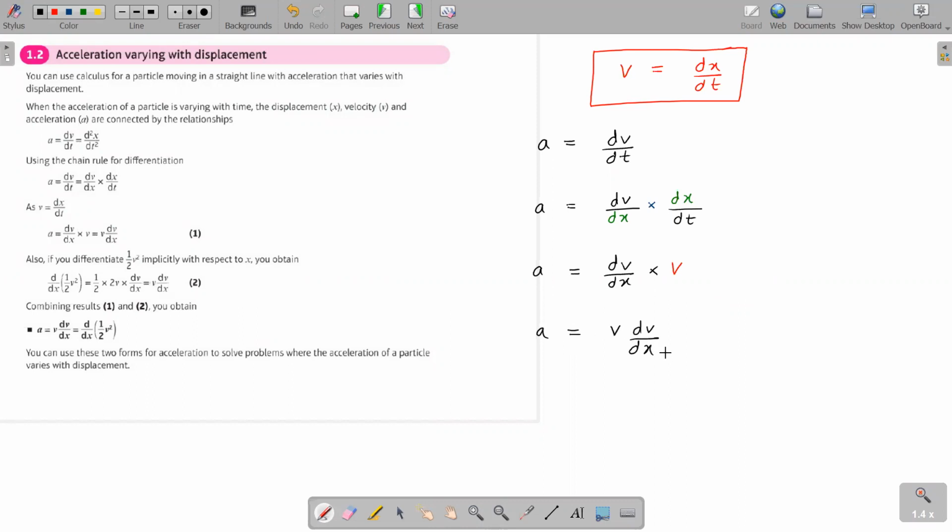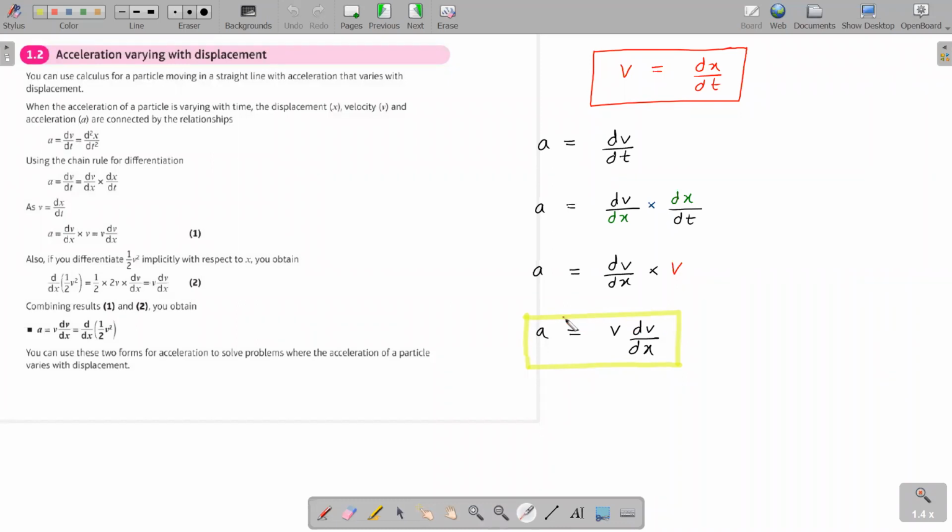Write it down. So this is the first main equation that we use when we have acceleration as a function of displacement. Instead of working with acceleration equals dv by dt, we will now be working with acceleration equals v dv by dx. This is one of the main equations that we'll be working with. Write it down.